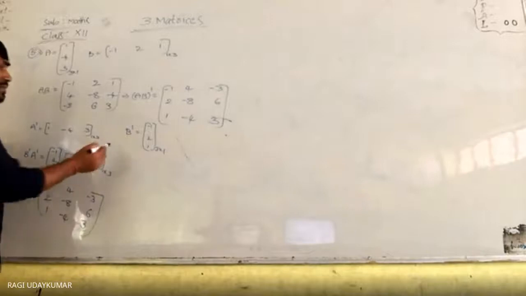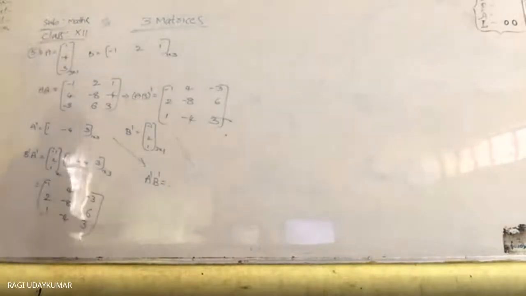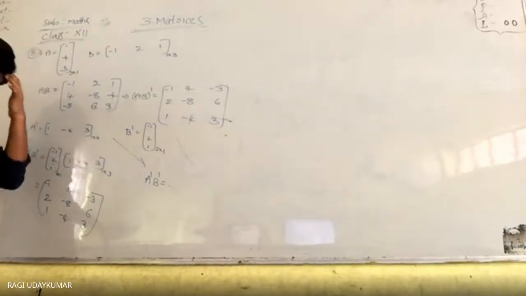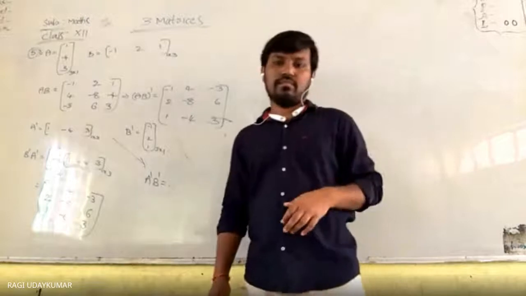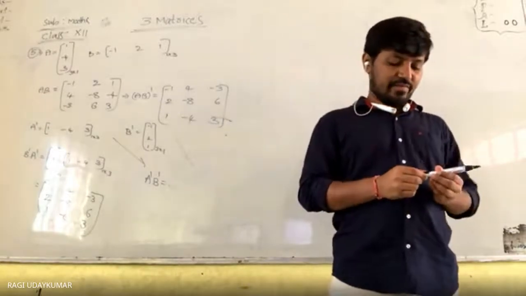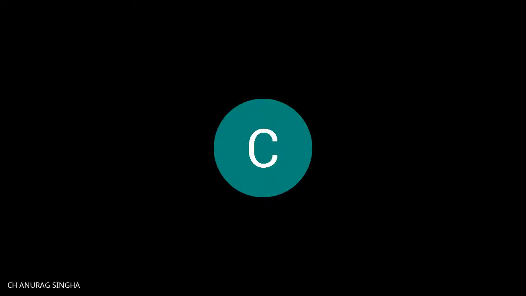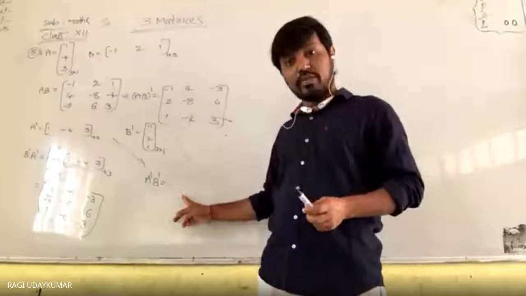Can you tell me that? I have given this. What will A transpose into B transpose be? Can anyone tell? What is the answer for A transpose into B transpose? What is the order of the matrix you will get for that, at least? Tell me. Sir, it will be AB whole transpose. A transpose into B transpose equal to AB whole transpose.